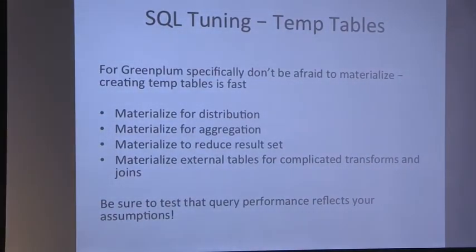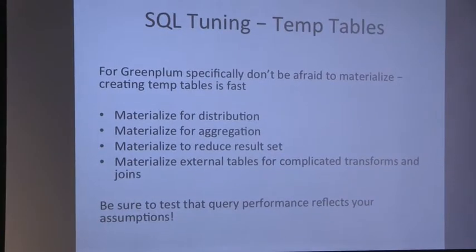So with regards to SQL tuning for Greenplum specifically, there is one neat trick, which is temp tables, right? In Greenplum, creating temp tables or any table is actually really, really fast. And because it's so fast, you can use that to your advantage in a lot of situations, right? One, as I've just listed on this slide, is to materialize for distribution. Another is materializing for aggregation, materializing to reduce the result set.